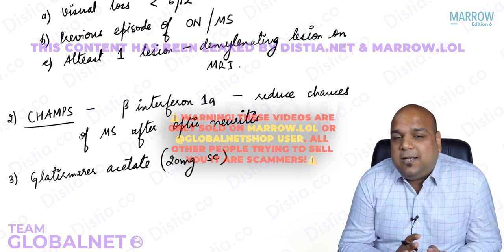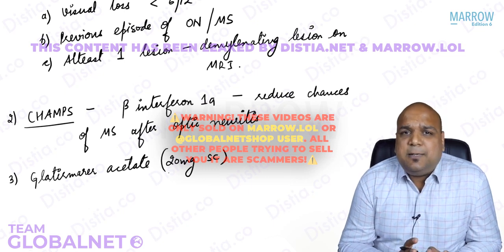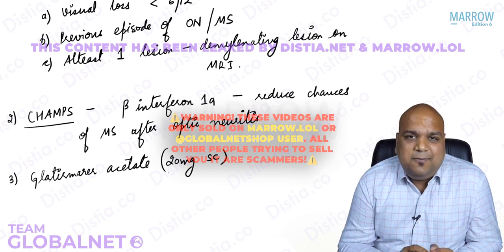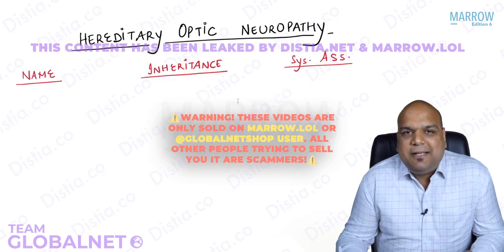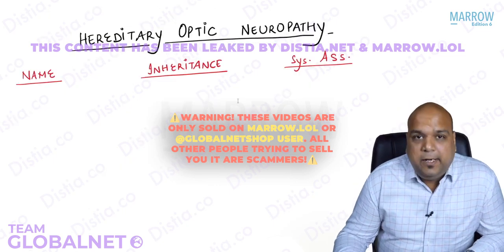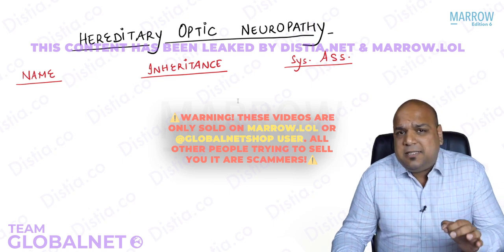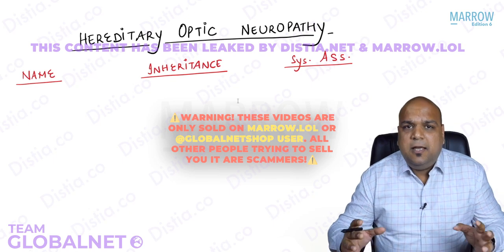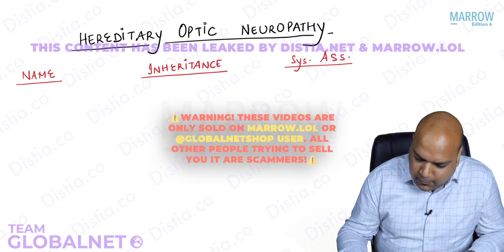I hope all of us are clear with optic neuritis, the types, the treatment, the clinical features, and an important subtopic of a subtopic, that is optic atrophy. Next, we start with our next condition, that is hereditary optic neuropathy. As the name itself clarifies, optic neuropathy means optic nerve disease and hereditary means something which is inherited. Yes? So there are 4 types of hereditary optic neuropathy.